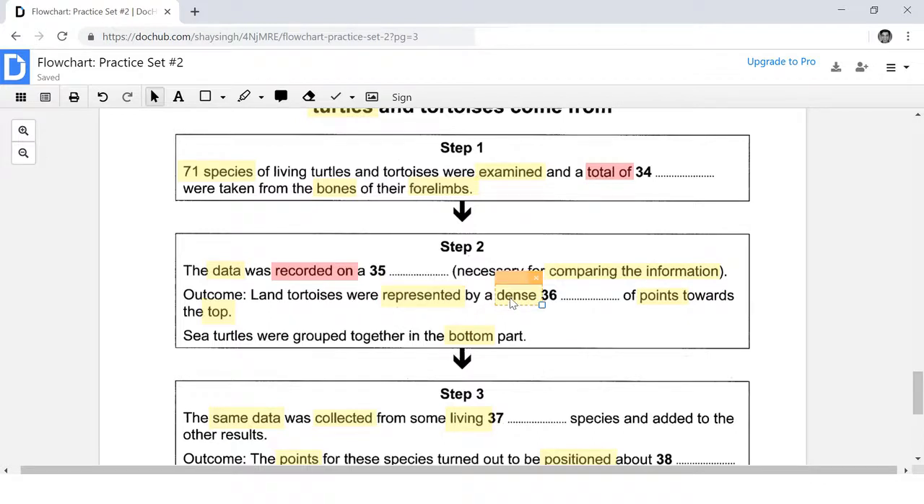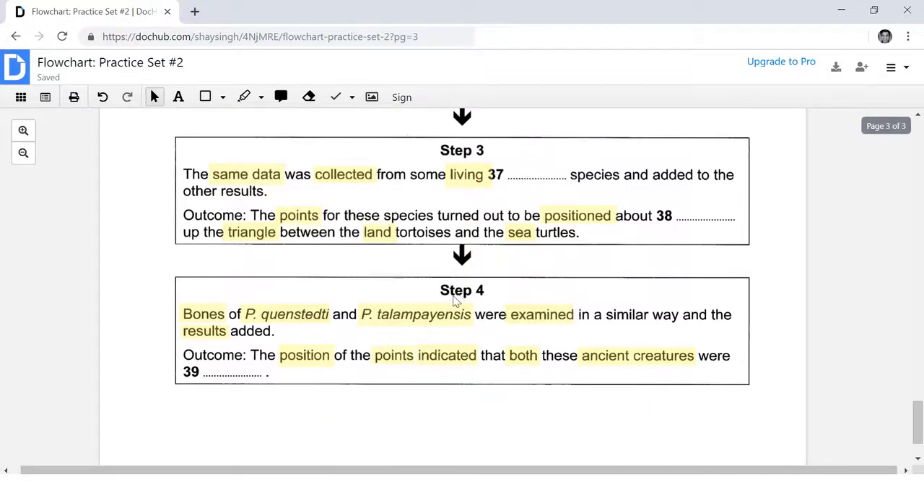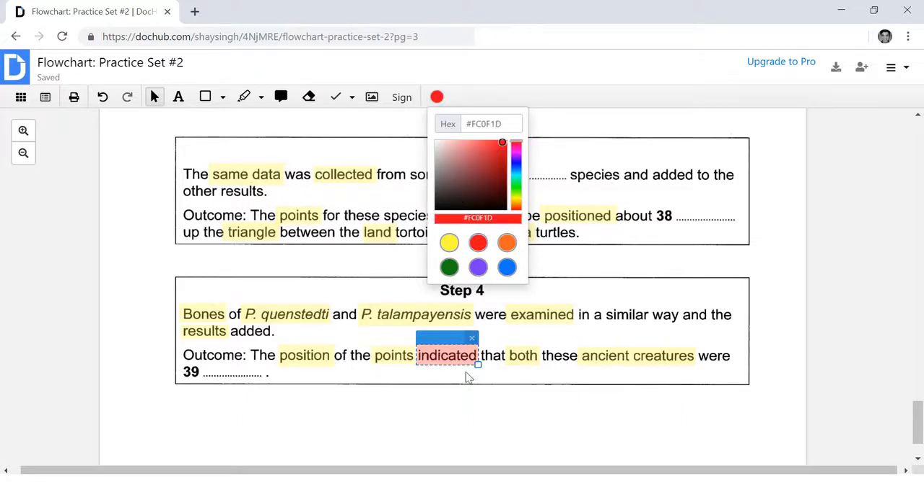Land tortoises were represented by a dense what? A dense something of points. Okay. And then down here, it's saying the position of points indicated something. What did they indicate? That is going to be the specific information that we are looking for. That is important. Points indicated what? That is the main thing that we are looking for.